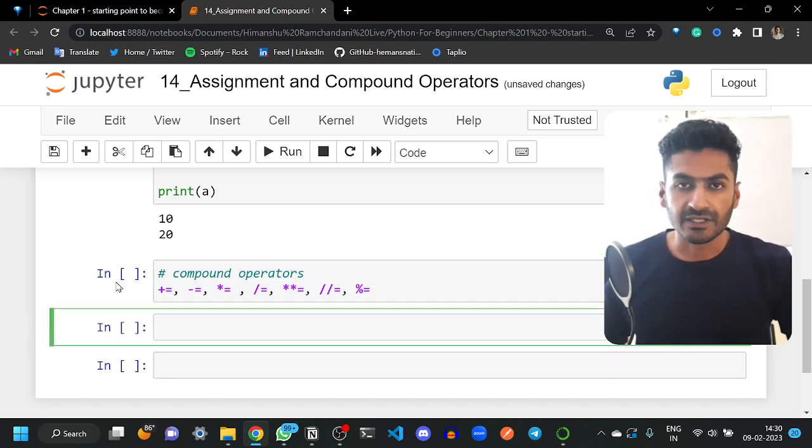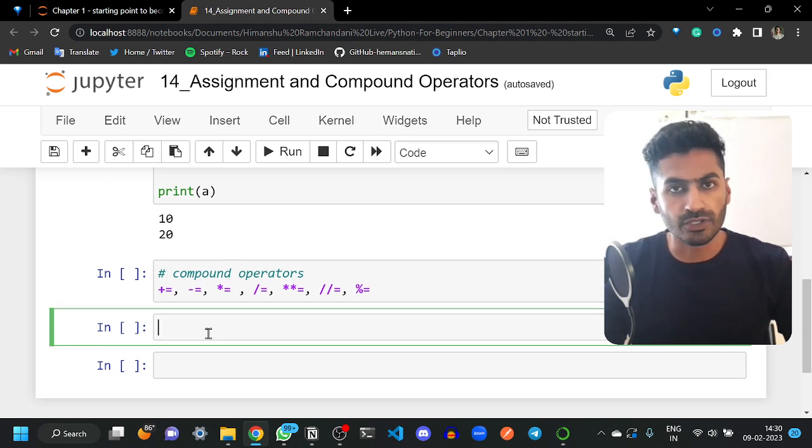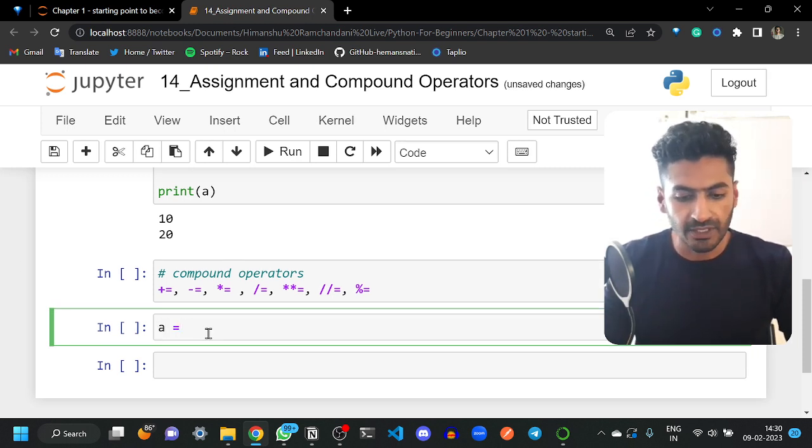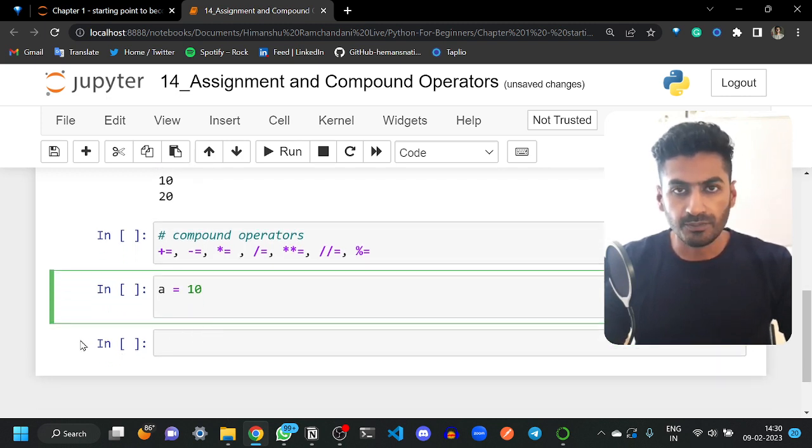Python doesn't support unary operators like plus plus and minus minus, just like C and C++, but Python supports compound operators because both of them work the same. So let's use one of them. Let's start with a equals 10. Now I'm working on plus equals.